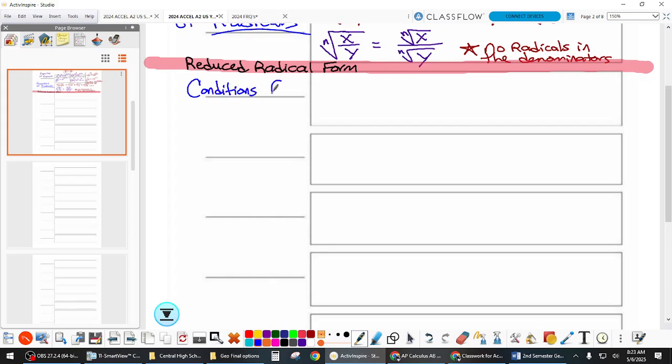There's going to be 3 conditions for reduced radical form. Maybe I'll just put a 3 there. 3 conditions. You good over there? Okay, first one.